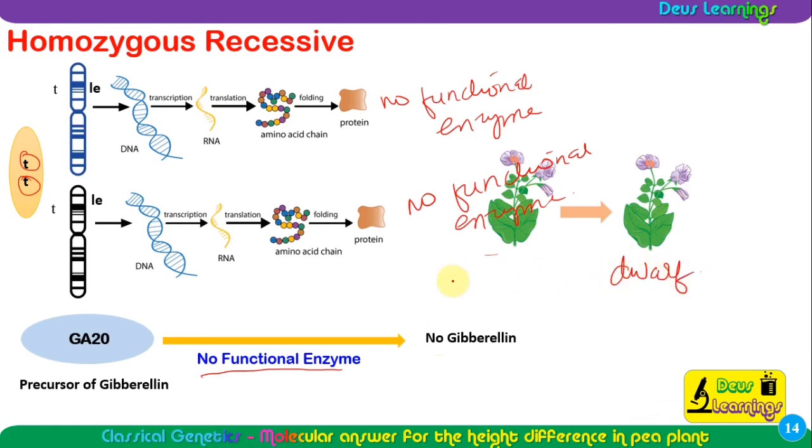So when you have the small t allele, there is a loss of the functional enzyme, and since there's loss of functional enzyme, the plant cannot make gibberellin. If it cannot make gibberellin, they stay shorter. But what if you spray some gibberellin exogenously? Definitely they will grow and they will be similar to the tall. But that is just artificial, not natural.